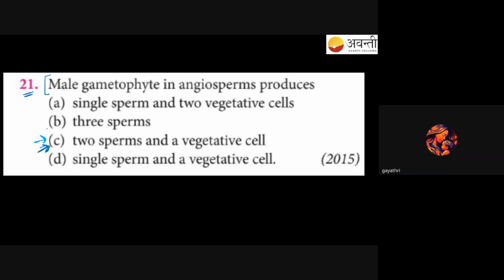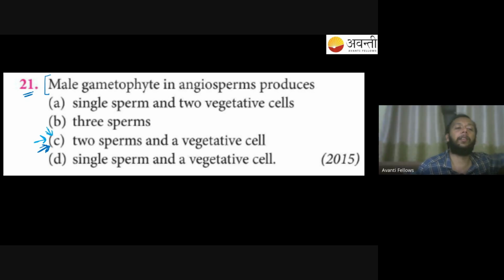Sir, option C. Yes, a male gametophyte is always going to have two sperm, that is my two male gametes, and one vegetative cell. So that is what a mature male gametophyte is going to have. Male gametophyte, remember, is nothing but my pollen grain. If anyone says male gametophyte, that is nothing but my pollen grain. Right, it's my pollen grain.